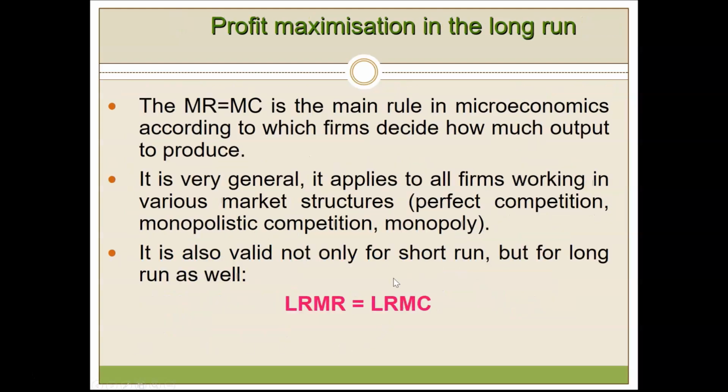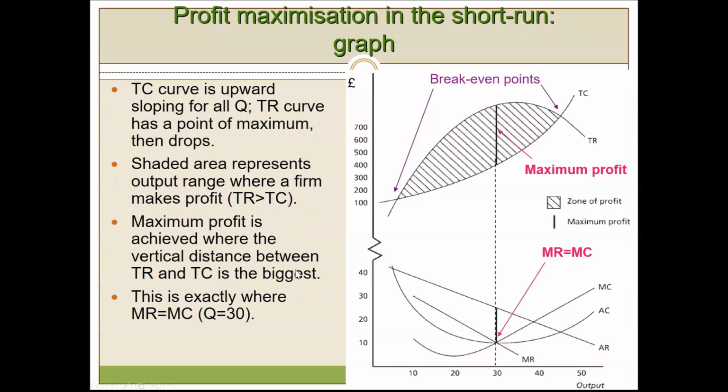And we've also learned that this condition, the profit maximization condition, holds in the long run as well. So long run marginal revenue should be equal to long run marginal cost to maximize your profit. And this condition also applies to firms working in various market structures. We went through a graph which looked like this. The first graph showed us our maximum profit as a gap between total revenue and total cost. But today we will focus on the lowest part of the graph, which focuses on this profit maximization rule. It tells us how exactly we must identify the most profitable level of output, 30 units in this particular case, as the point where marginal revenue equals marginal cost. This will be the subject of today's lecture.